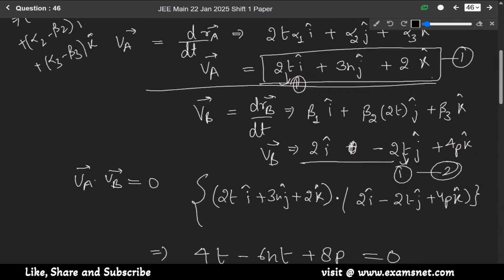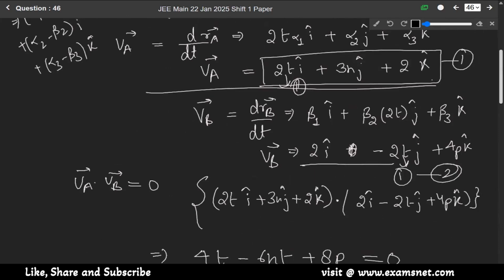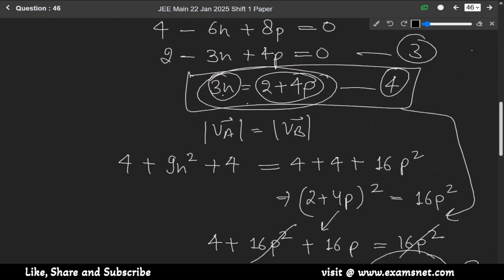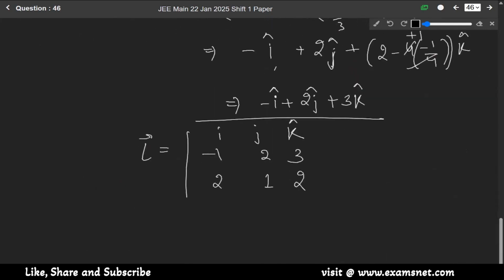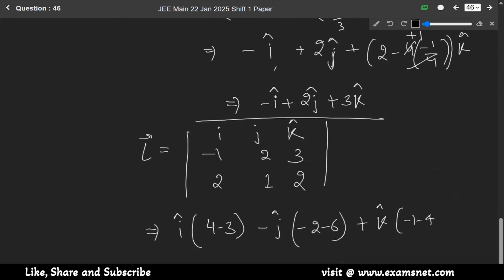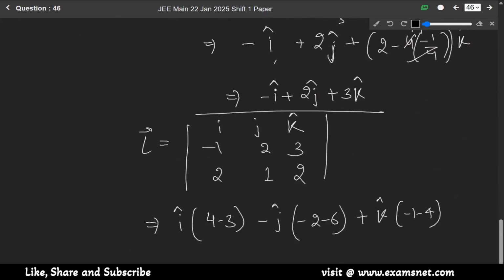VA is 2 î plus 3 ĵ, meaning n is 1 by 3. So 2 î plus ĵ plus 2 k̂ means 2 1 2. So it will be 2 1 2. So solving it we get î(4 minus 3) minus ĵ(2 minus 6) plus k̂(1 minus 4). So now we get L equals î plus 8ĵ minus 5k̂.